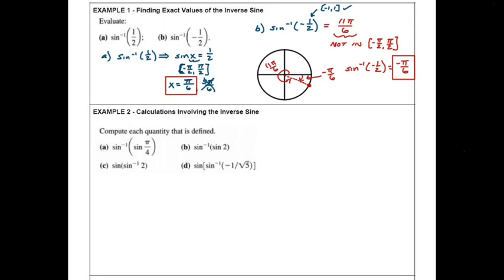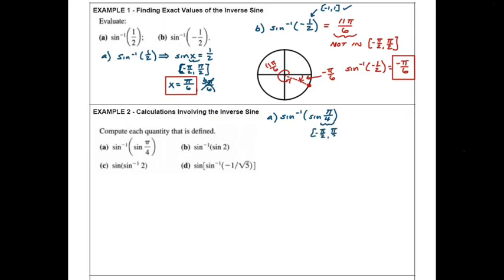So we want to look at example 2 here, a few more problems that we want to find the values of. Still going to approach it the same way. The only difference here is we're going to be composing sine and sine inverse and trying to see what's happening here. So if you look at part A, sine inverse of sine of pi over 4.